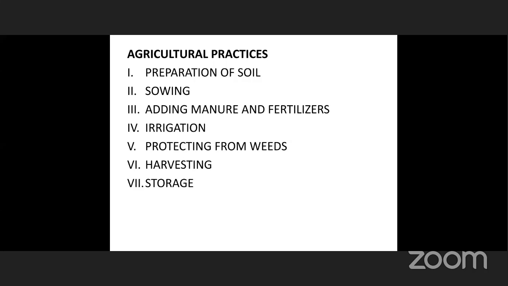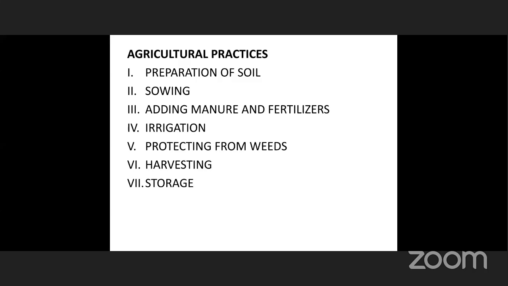That is agricultural practices. This is very, very important. To cultivate a crop in a large, vast area, these are the practices we have to follow. The practices are preparation of soil. First and most important is preparation of soil. Second is sowing. Third is adding manure and fertilizer. Next is proper irrigation. Later, protecting from weeds, and later harvesting and storage. These are the types of agricultural practices.